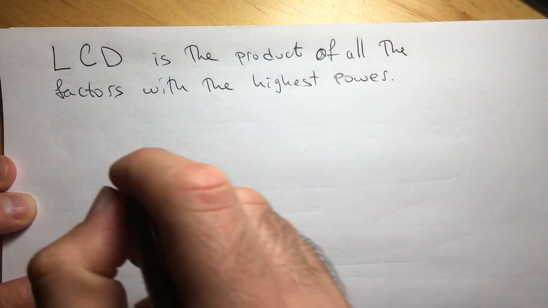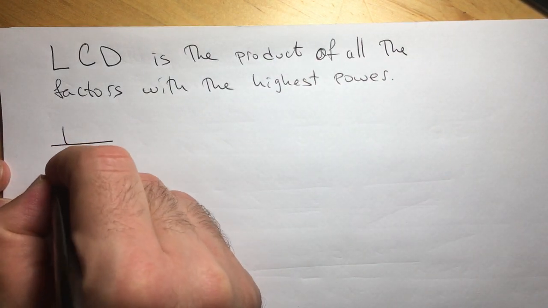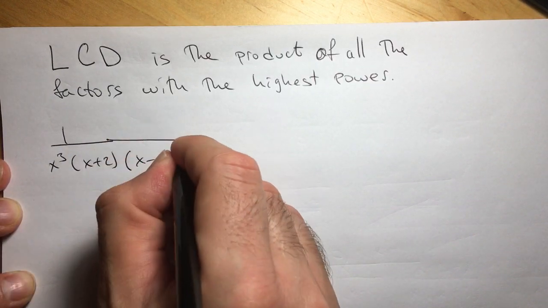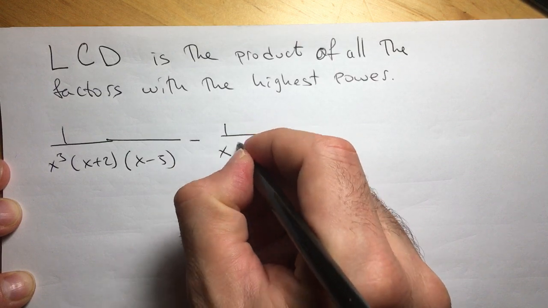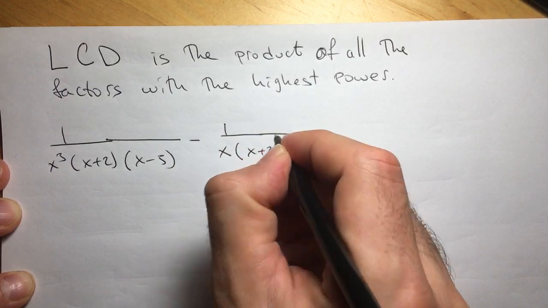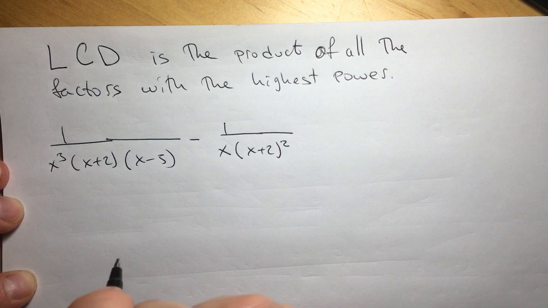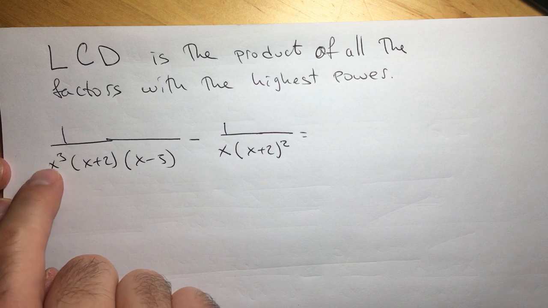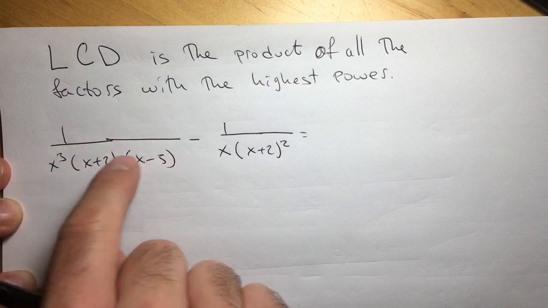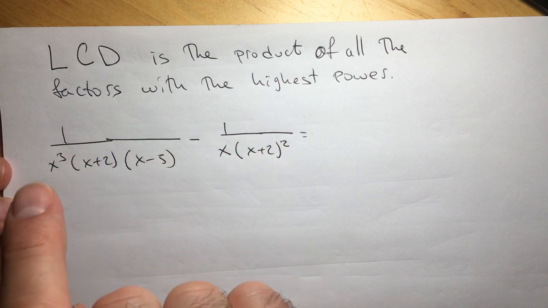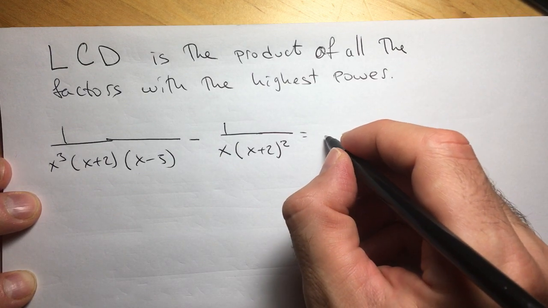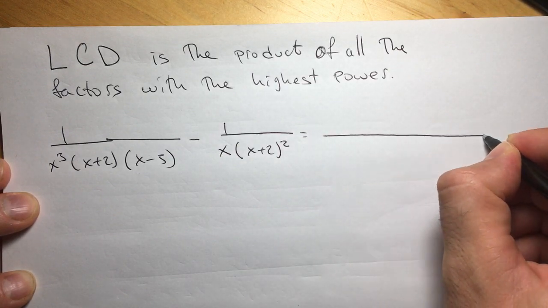Okay, so for example, if I want to add x cubed, x plus 2 times x minus 3 minus 1 over x times x plus 2 squared. Okay, don't make the mistake to jump into writing the common denominator as the product of all the factors. The least common denominator is not the product of all the factors, but the product of the factors with highest power.